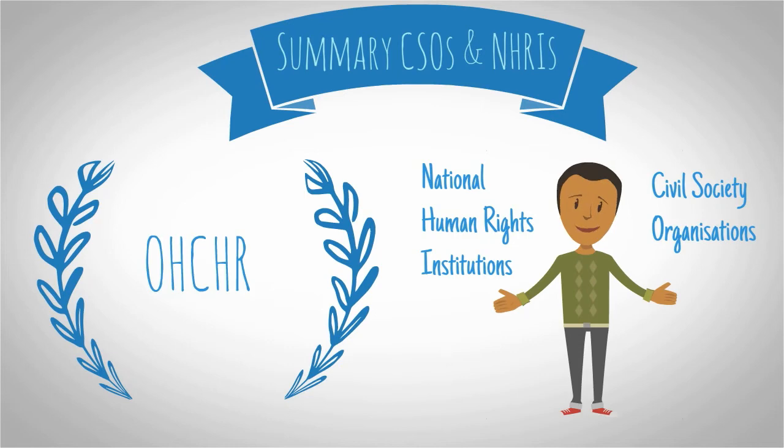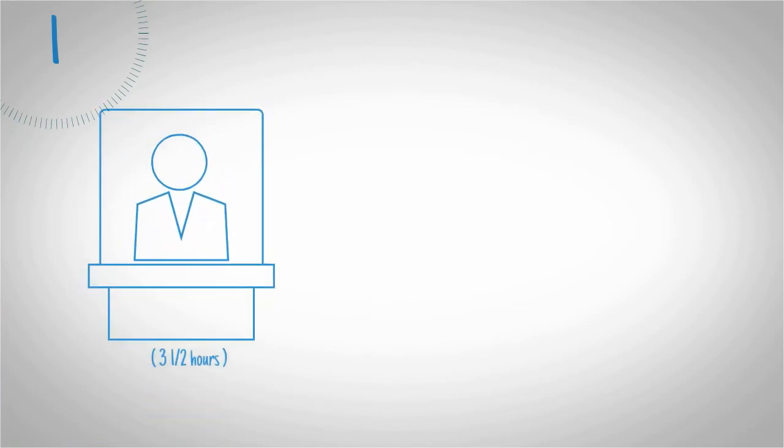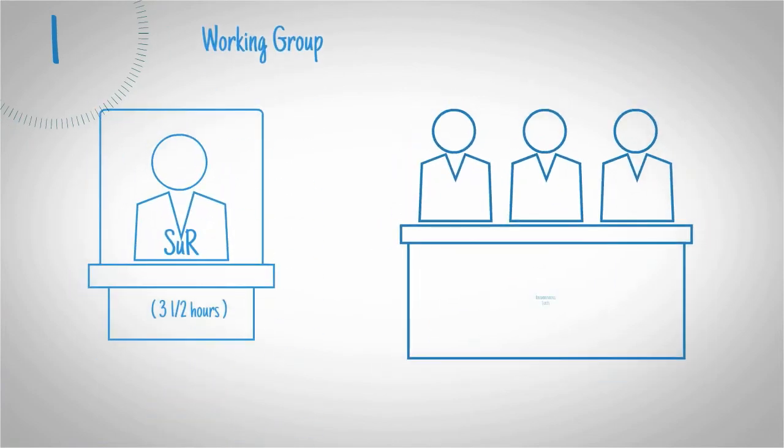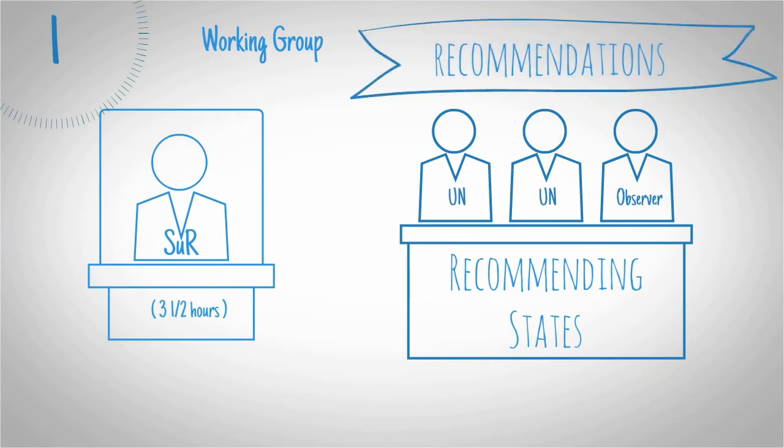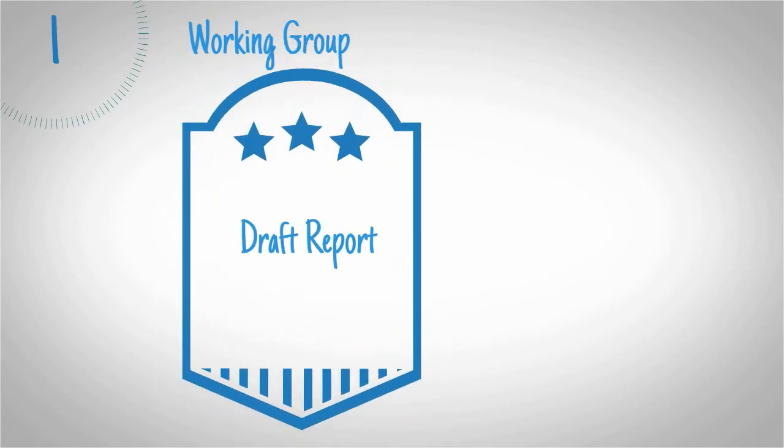The review in Geneva consists of 3 steps. First, the state is reviewed during 3.5 hours by a working group comprising all UN member and observer states. These states make recommendations on how to improve the human rights situation in the state under review. This exercise results in a draft report containing, on average, 200 recommendations.